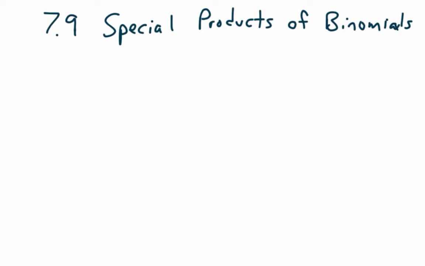7.9 is special products of binomials. It helps kind of explain what's going on in some of the things visually, and some of the stuff you might look at and think, well, I'm not really going to use that. It does come in handy down the road. So I'm going to start with a drawing.